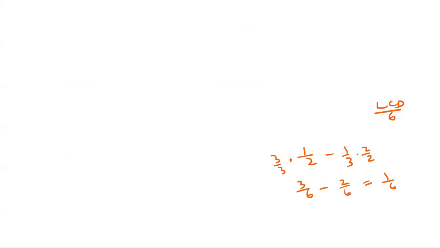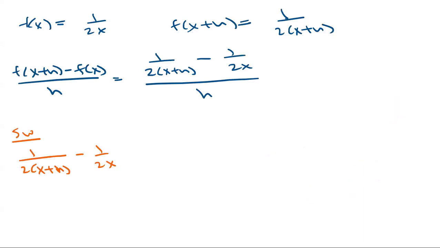So again, in order for us to subtract or add fractions, we have to have the same common denominator. So that's what we're going to do here. So I have 2 times x plus h, and I have 2x. So that means then I need to, I'm going to move this here.